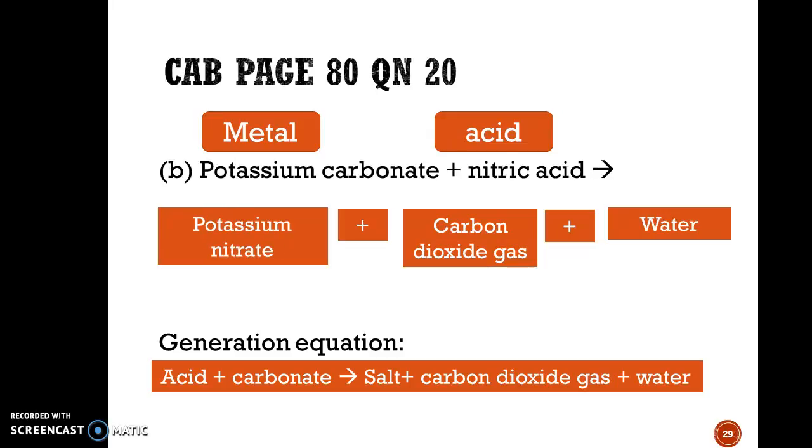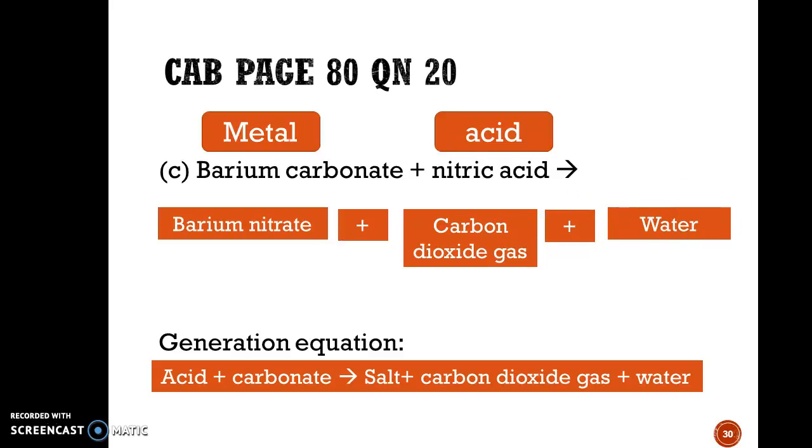Now we're going to go through 20B. When potassium carbonate reacts with nitric acid, this will give you potassium nitrate, because the potassium comes from the metal and nitric acid, the acid itself, gives you the nitrate. This gives you potassium nitrate, carbon dioxide gas, and water. So that's the expected products that you will see for this reaction. Just take note that the sequence doesn't matter. If you put water first, then the salt, then the carbon dioxide gas, it doesn't matter at all.